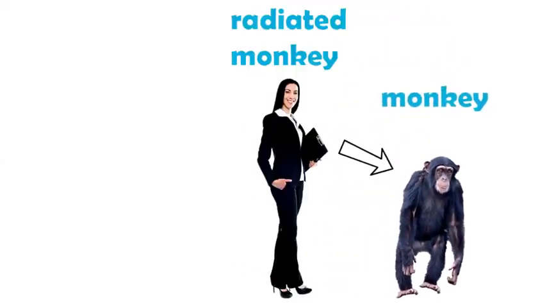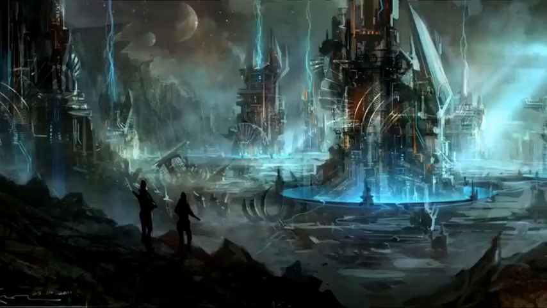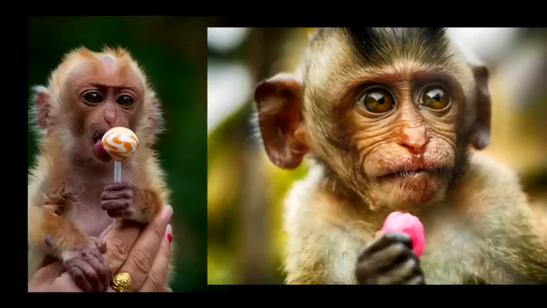So you can see in the video, the monkey receives orders from the radiated monkey. Without orders, it cannot function in the parasite's world. It is rewarded with some candy bars.